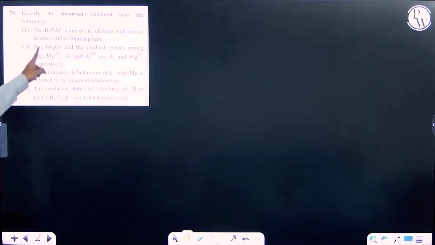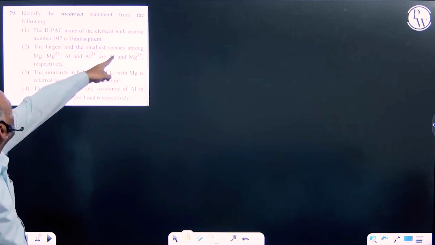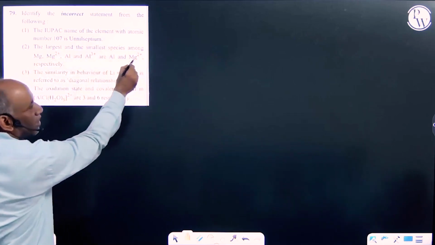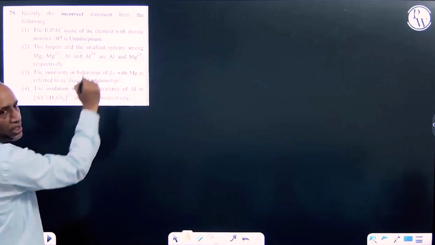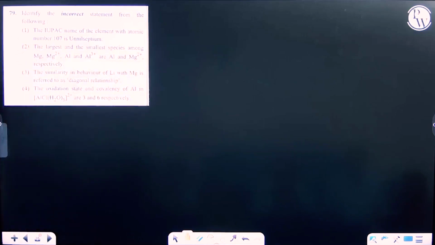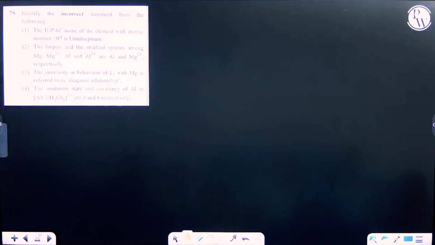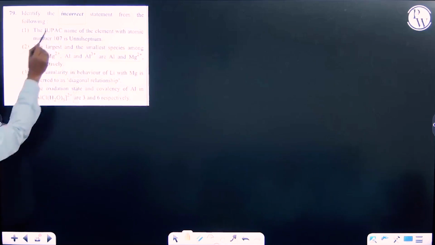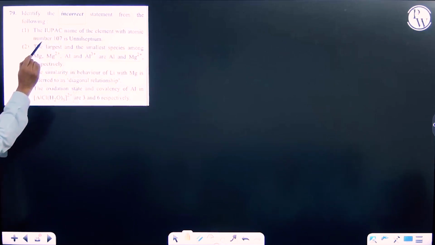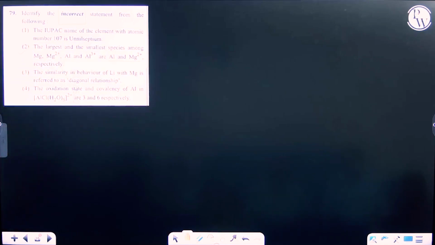Here he is talking about the largest and the smallest. He mentioned aluminum and magnesium, but it should be magnesium and aluminum 3 plus. Thereby, this one is incorrect. Here also you need to be cautious about wording. Wording is more important. Otherwise, there is nothing much to discuss. If you read it as correct, the first option is a trapping answer. So it is easy to make errors.